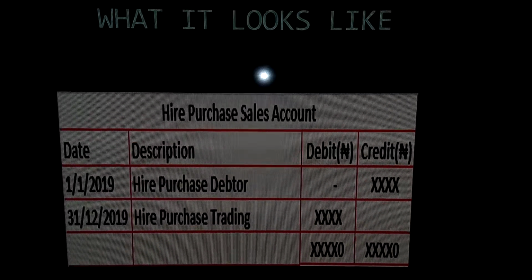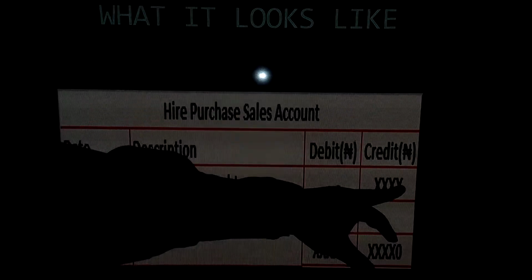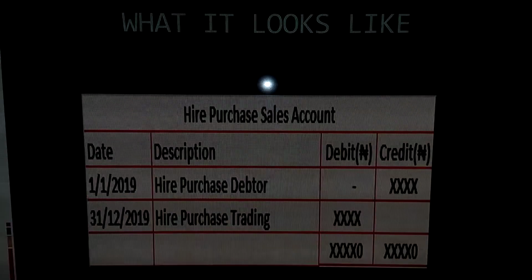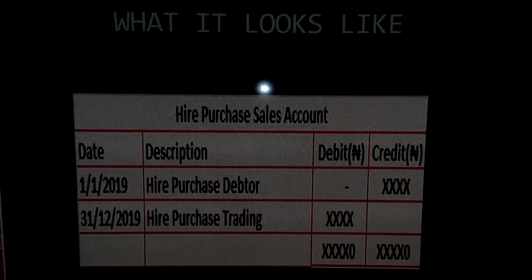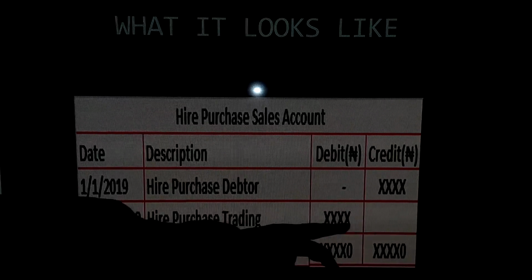So this is what it looks like. You can see hire purchase debtor. Okay, you credit the hire purchase sales account from the debtor, and then whatever you have transferred to your trading account. Your sales is like your turnover, it goes to your trading account. That's why you're transferring it here.